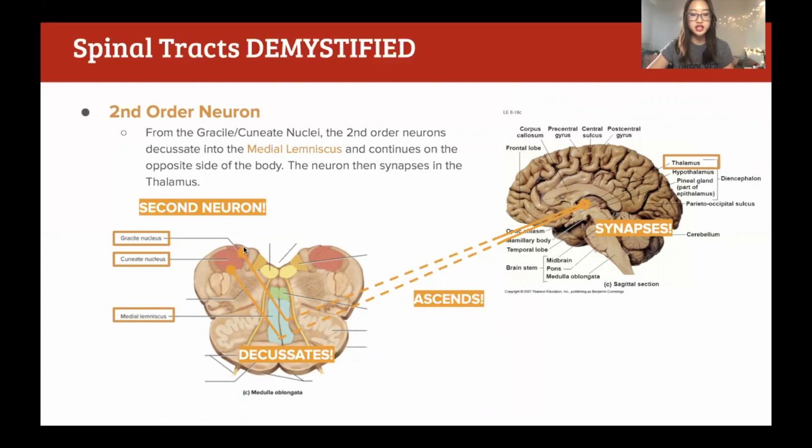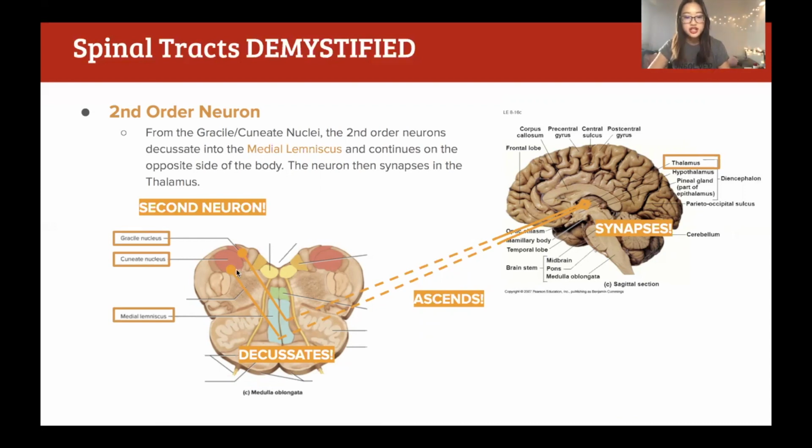These cell bodies are collected from the second nucleus. They start at the gracile and cuneate nuclei, and they go into the medial lemniscus on the opposite side of the medulla. So this is known as decussation, when it basically crosses from, well, I can't really tell if this is left or right, but you can see it goes from the left side of the picture to the right side of the picture, and that's just a fancy term we use to say crossing over.